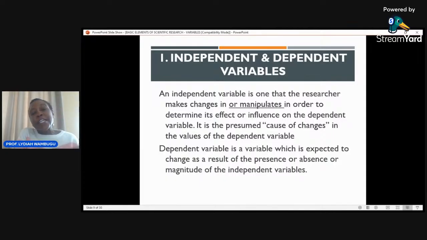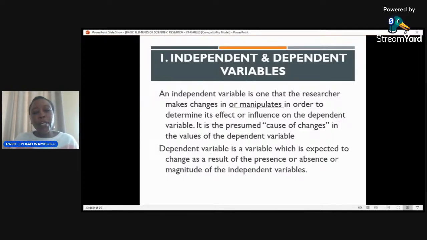So the DV, the dependent variable, is that variable which is expected to change as a result of the presence or absence or magnitude of the IV. So presence: reading changes my performance. Absence: I am not reading, and so the performance will also change. Magnitude, maybe in terms of numbers, then there will be a change in the performance.